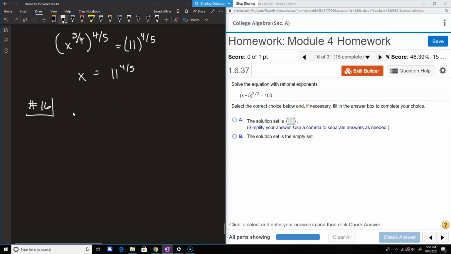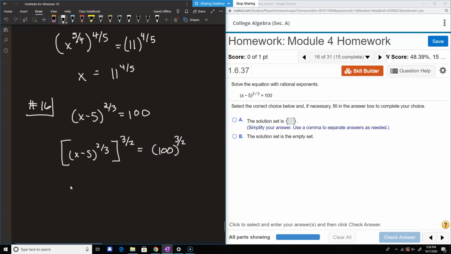So for number 16, we have quantity x minus 5 to the 2/3 equals 100. So we want to raise both sides to the 3 over 2 power. So then when you multiply those exponents on the left-hand side, they go away. You just get 1. So we have x minus 5.